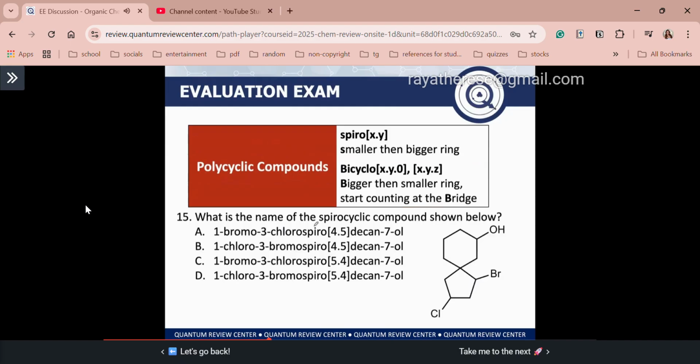Class, again, smaller ring first. Okay, here is our spiro atom. So let's start counting at the smaller ring. In the smaller ring, how many carbons excluding the spiro atom do we have? 4. And for our bigger ring, we have 5. So with that being said, again, smaller before the bigger, letters C and D are actually incorrect choices.